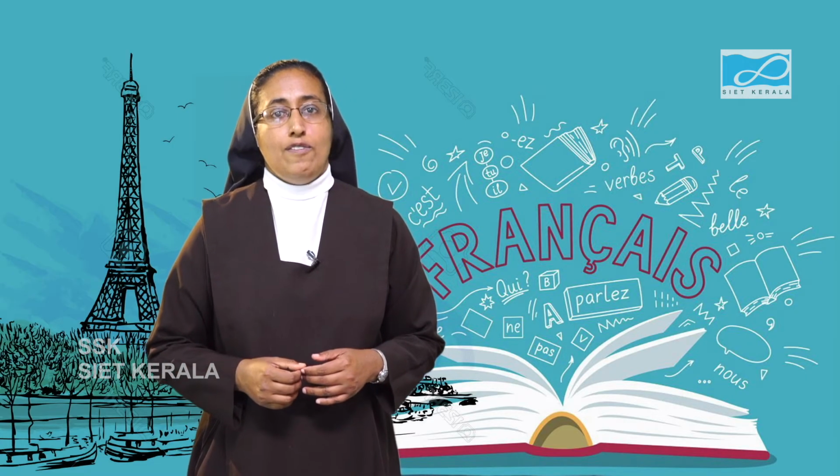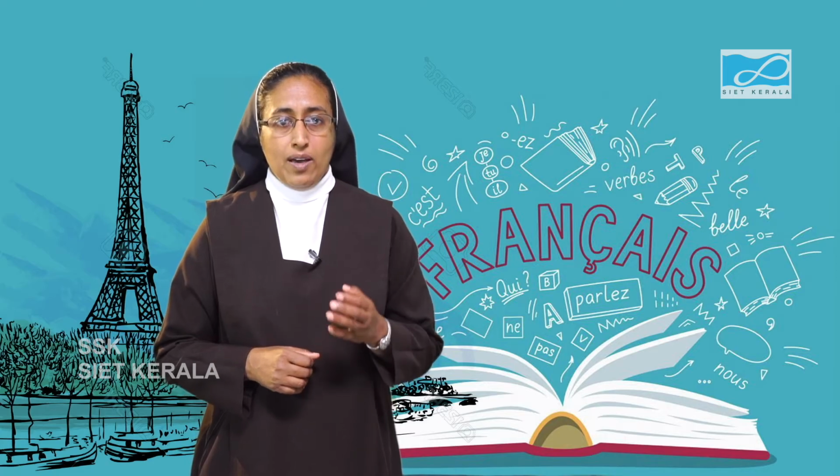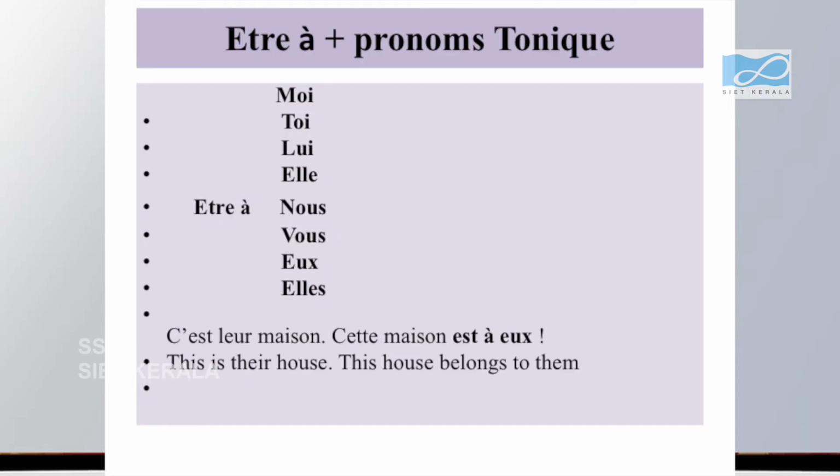There's another way of expressing possession. So we make use of a possessive adjective before the noun, just to say my father, mon père, ma mère. We could also make use of the expression être, the preposition à and a pronom tonique. Okay? So we have an example there. C'est leur maison. It is their house. Okay? LEUR is a possessive adjective. So we could even say this house belongs to them. So it becomes cette maison est à eux. This house belongs to them. You could even go for c'est ma maison. It is my house. Cette maison est à moi. This house belongs to me.